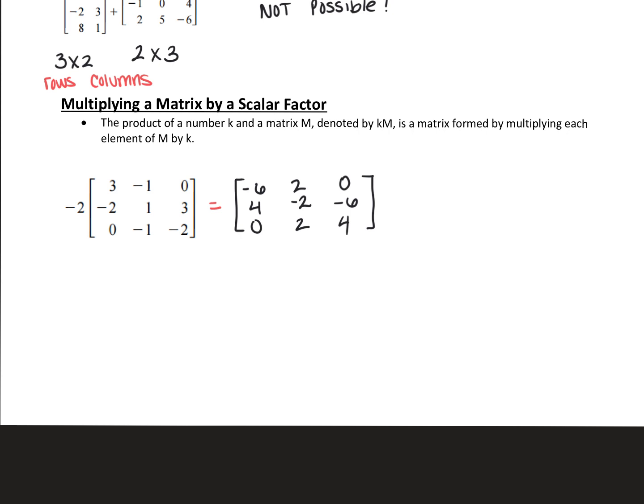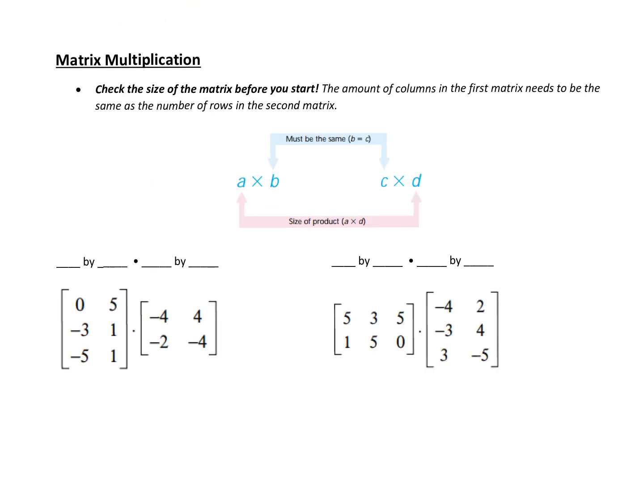Okay, let's go on to the back now. So the harder type of multiplication is not scalar multiplication, it's matrix multiplication, where I'm, for example, taking one matrix and multiplying it by another. So in order to do matrix multiplication, we must check the size of the matrix before we start. So what needs to be happening here is that the amount of columns in the first matrix needs to be the same number as rows as the second matrix.